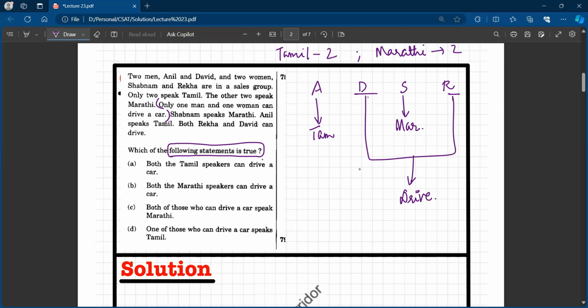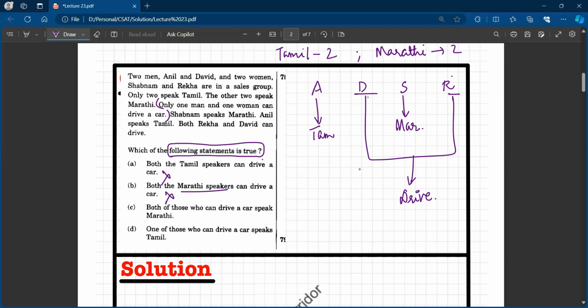Now let us conclude. Can both the Tamil speakers drive a car? No. Why? Both will not be Tamil speakers. Out of these, one will be Tamil and one will be Marathi. Can both the Marathi speakers drive a car? No. Since this was rejected, this is also rejected.